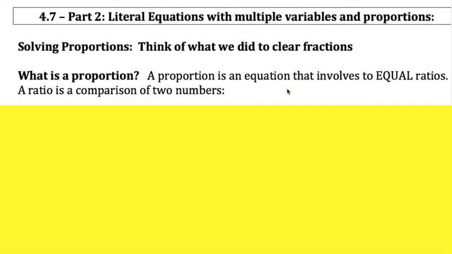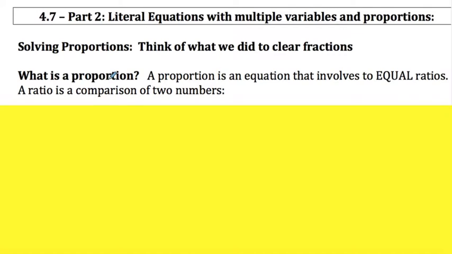Hi everyone. So today this is part 2 of solving literal equations with multiple variables and proportions. So yesterday we isolated variables of literal equations, and literal equations are really just equations that we're solving for a variable instead of for a numerical value. So today we're going to look at proportions. And I do like to think of proportions like what we do to clear fractions, but what's a proportion?